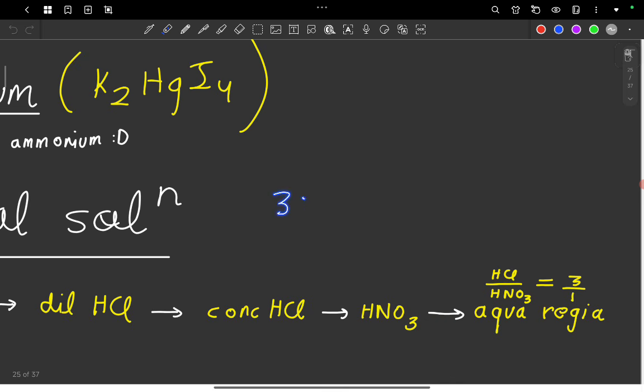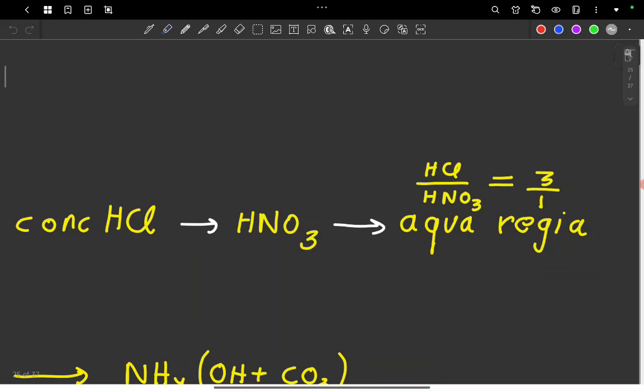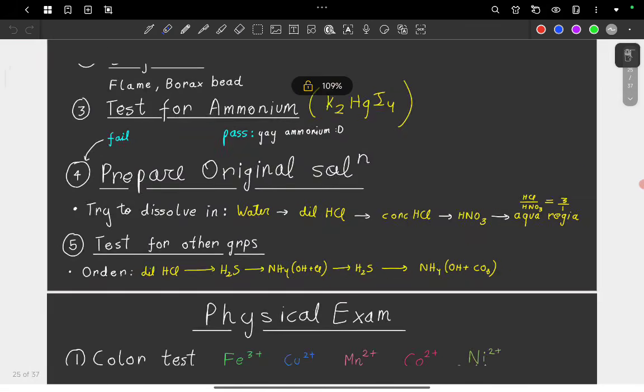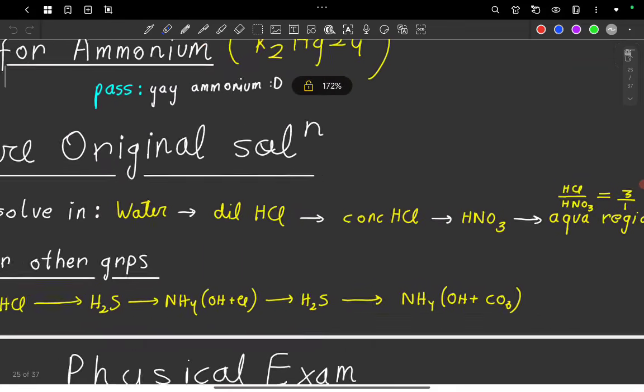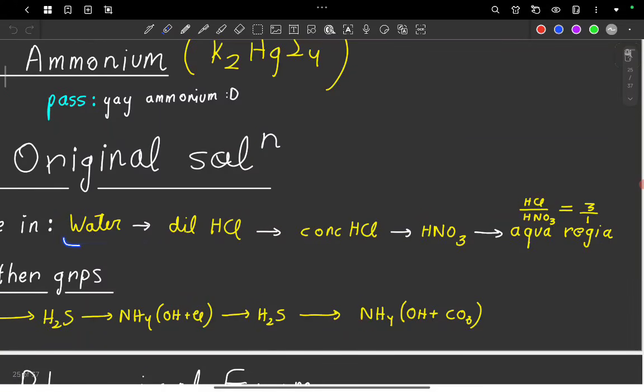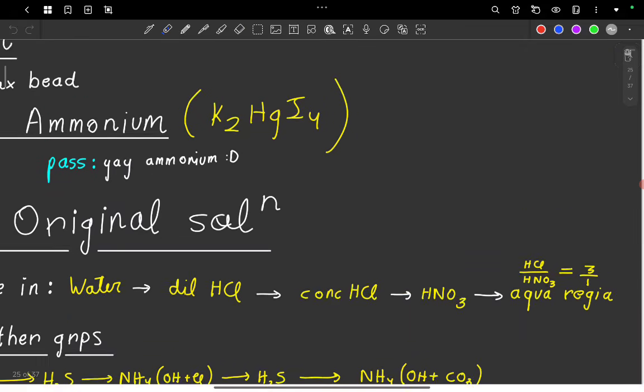Aqua regia is basically a 3:1 mixture of concentrated hydrochloric acid with concentrated nitric acid. And if the salt fails to dissolve in aqua regia, we will call the salt insoluble. But that won't happen in any of the cases that we will study. In all cases that we are going to study, it will dissolve in any of these solvents.